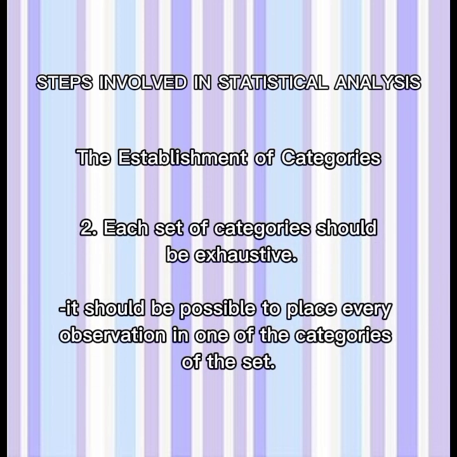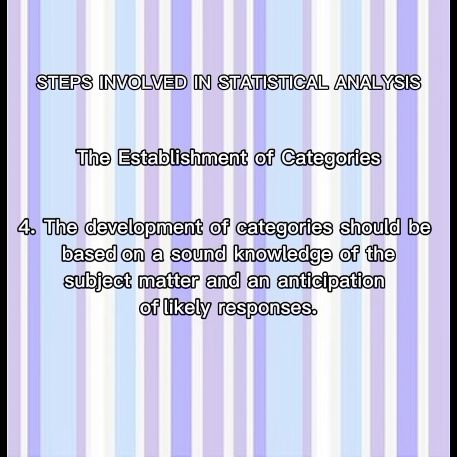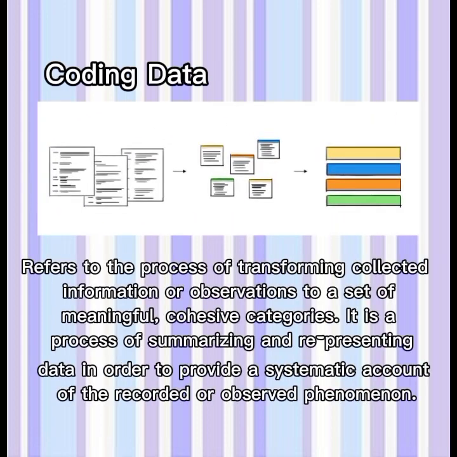2. Each set of categories should be exhaustive. It should be possible to place every observation in one of the categories of the set. 3. The categories within each set should be mutually exclusive. This means that it should not be possible to place a specific observation correctly in more than one category. 4. The development of categories should be based on a sound knowledge of the subject matter and an anticipation of likely responses.